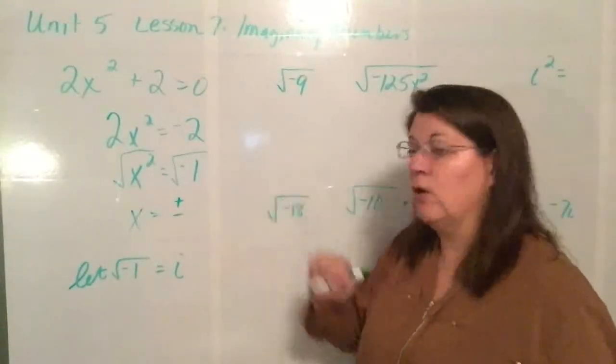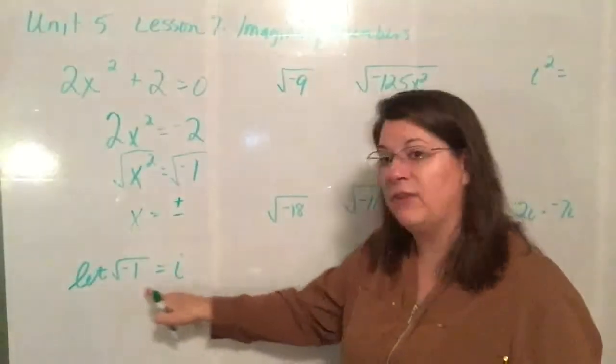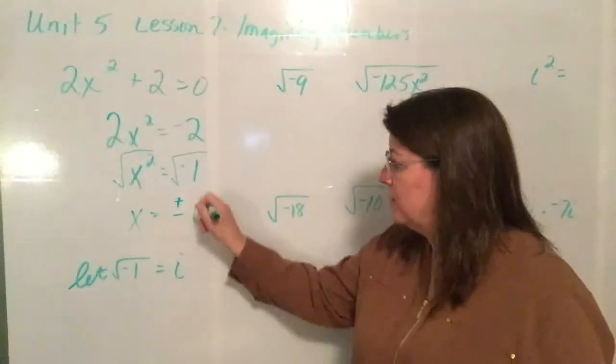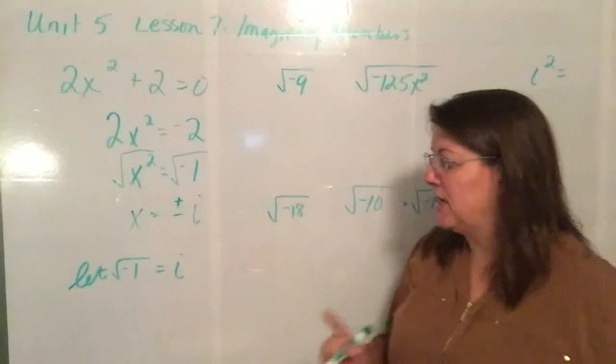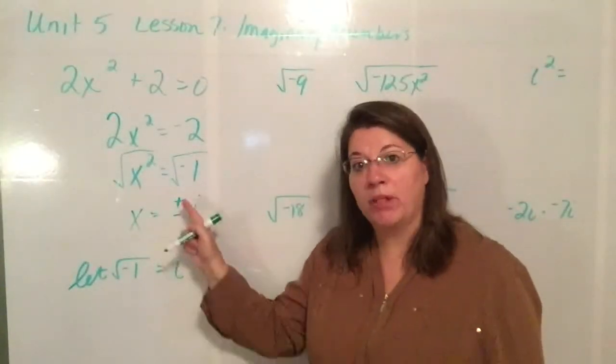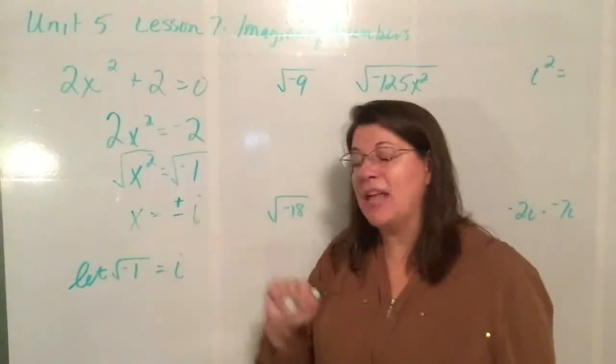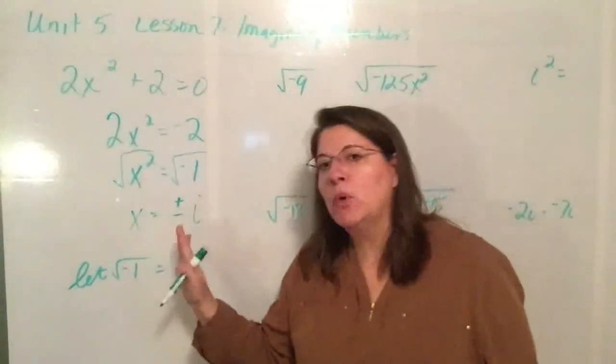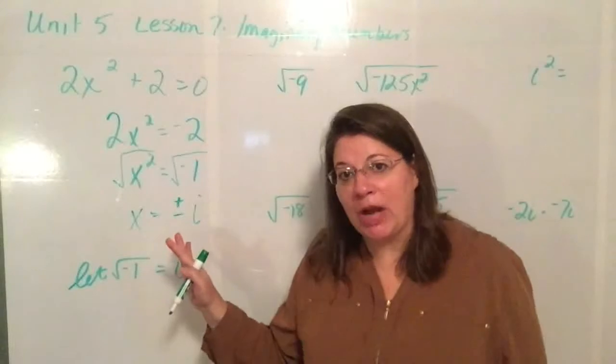Now, the square root of -1, remember, we have named i. So the answer to this equation is x equals positive or negative i, or plus or minus i. This is an imaginary number. We'll talk more about what this means when we get into graphing.